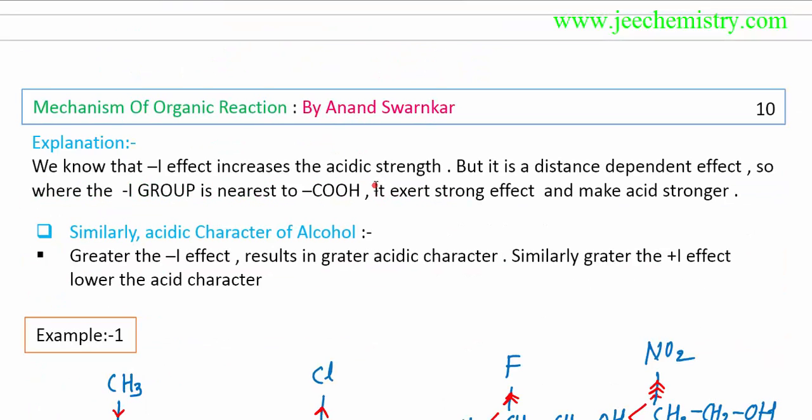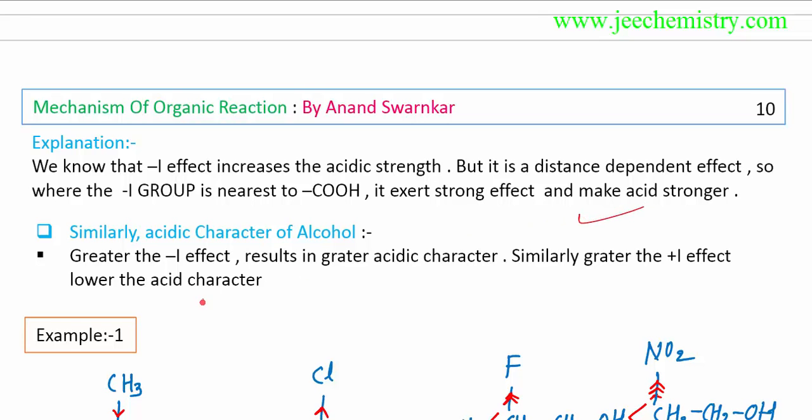I have already explained this. We know that the minus I effect increases the acidic strength, but it is a distance dependent effect. Where the minus I group is nearest to the COOH of the carboxylic acid, it exerts a strong effect and makes the acid stronger.